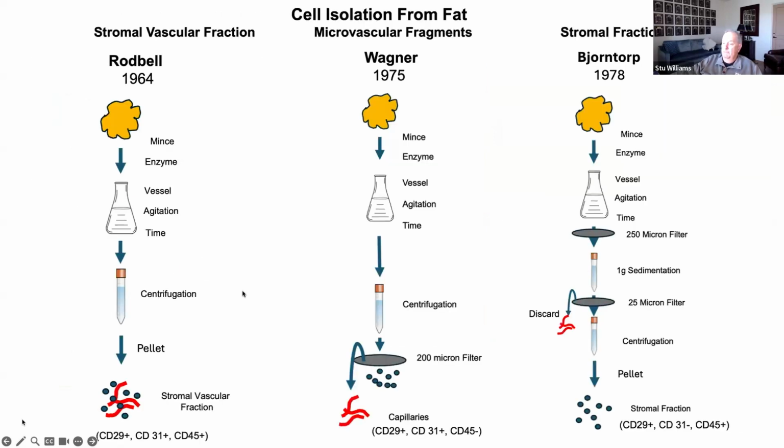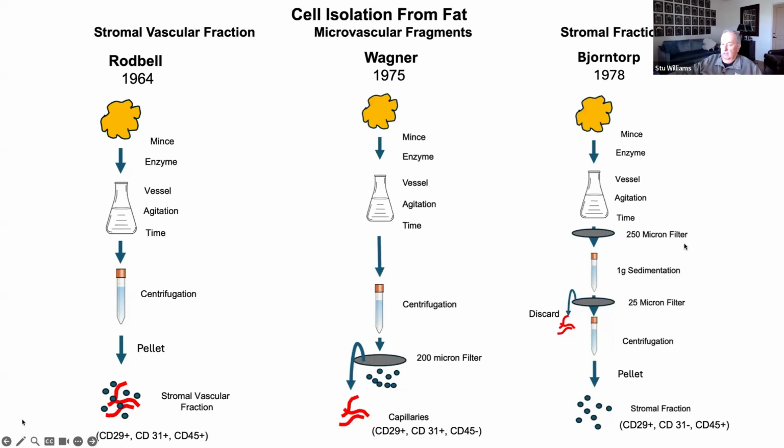These are the three basic methods that developed through 1978 for the isolation of cells from fat. Rodbell's studies resulted in the stromal vascular fraction. Wagner modified it by putting a 200 micron filter in, and he called the cells that were trapped capillaries. You'll see the CD markers that I've put for you here. These are CD29 positive, CD31 positive, and the stromal vascular fraction is CD45 positive because it still has formed elements. In Wagner's method, the CD45 cells fall through.